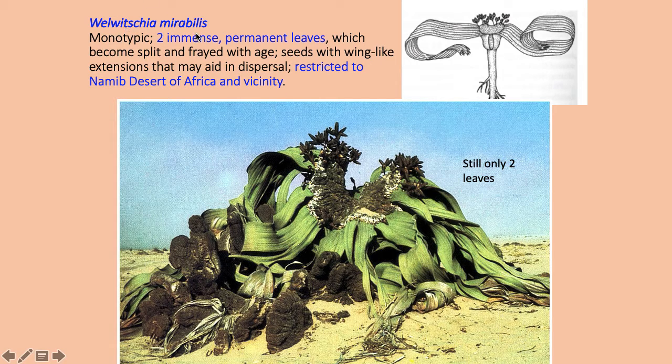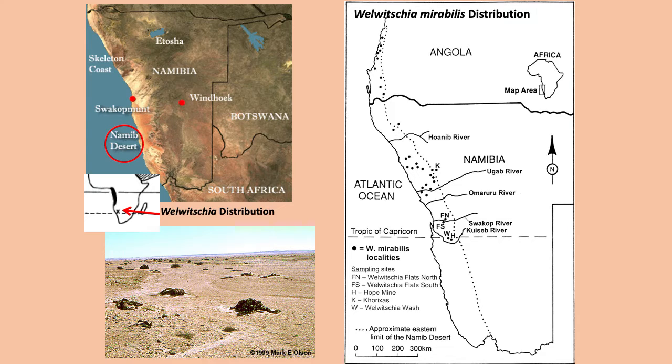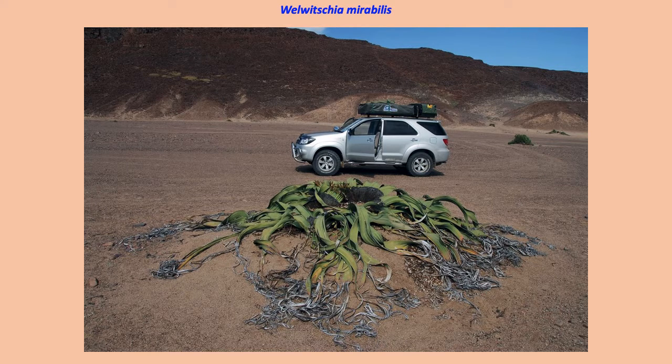You only find these organisms in the Namib Desert of Africa and then the surrounding area. So I'm going to show you a picture where they've actually mapped out every single one. Every little dot right here is where one is at. So you find them in the Namib Desert. Very, very exclusive. And you can see there they are, all scattered right there. 2 leaves. They can be somewhat large, if you want to think of it as large.